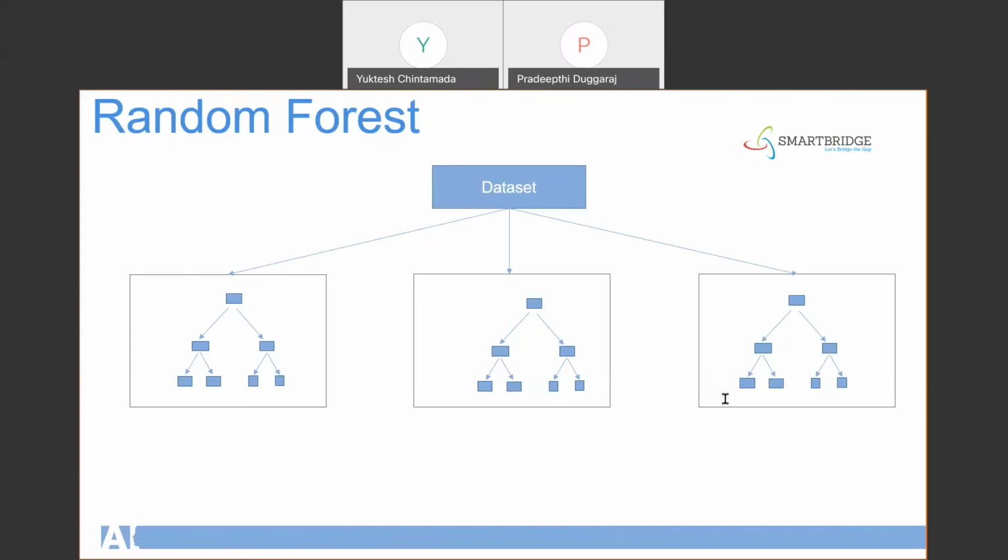Now, did you understand this random forest concept, guys? Yes.